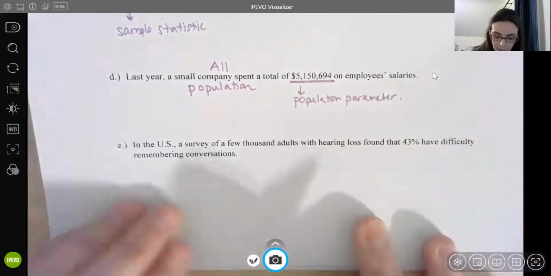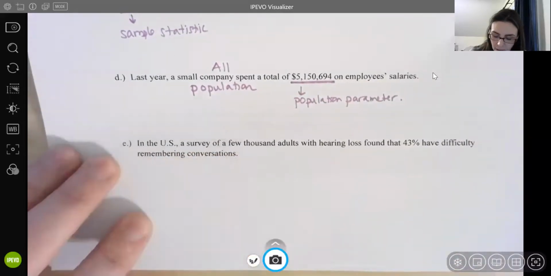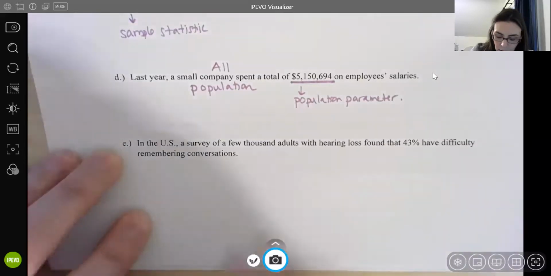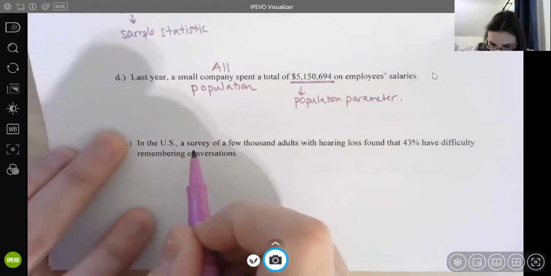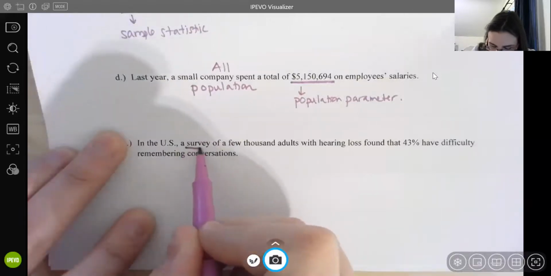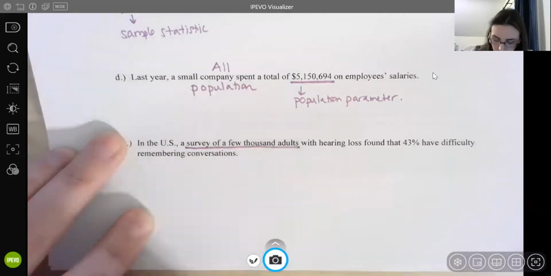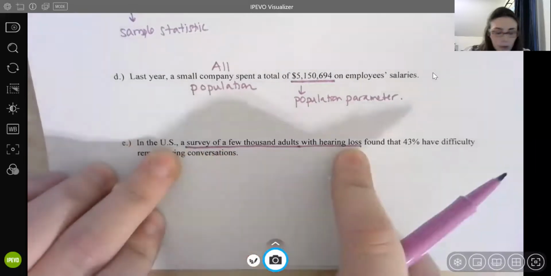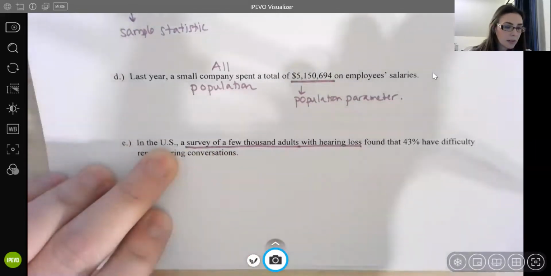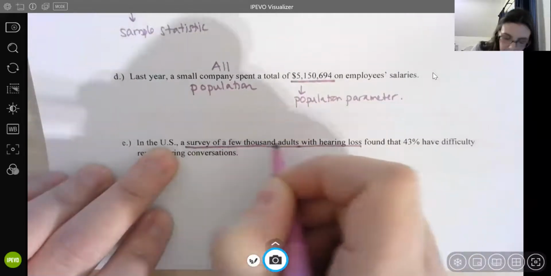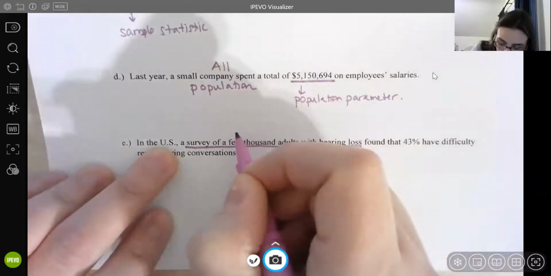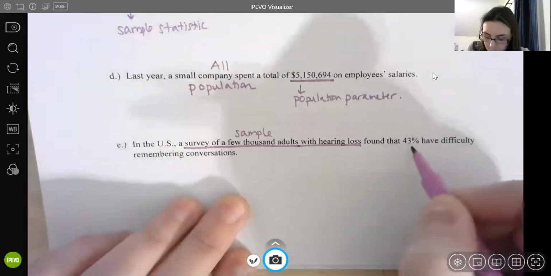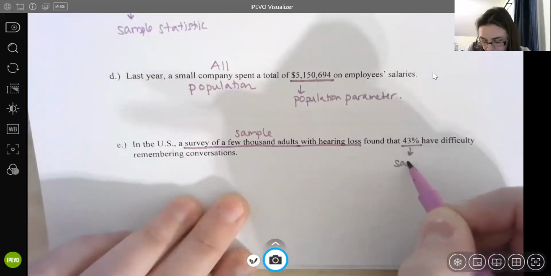And then one last example. In the US, a survey of a few thousand adults with hearing loss found that 43% have difficulty remembering conversations. So again, a survey of a few thousand adults with hearing loss. Okay. So are these all adults with hearing loss or just some of the adults with hearing loss? It's just some, right? It's a few thousand adults. There's probably more people than that. So this is some, it is a sample. So this percent here, that is a statistic.